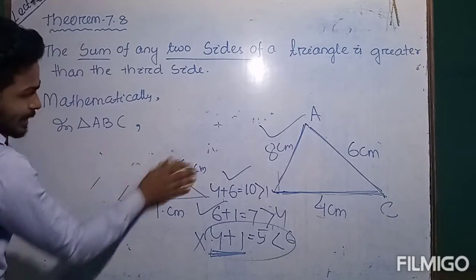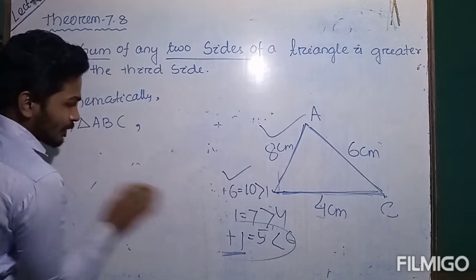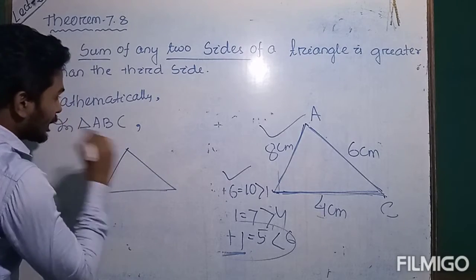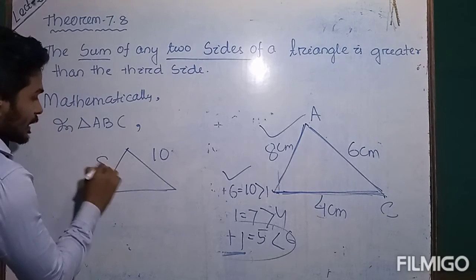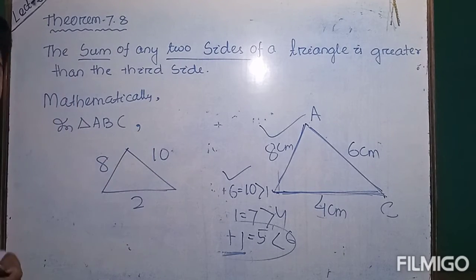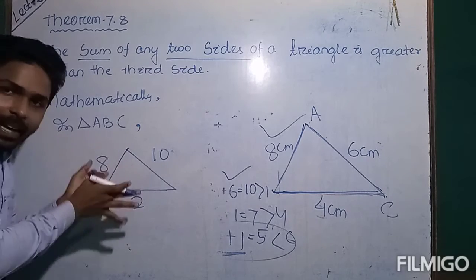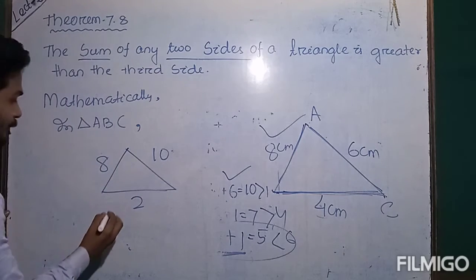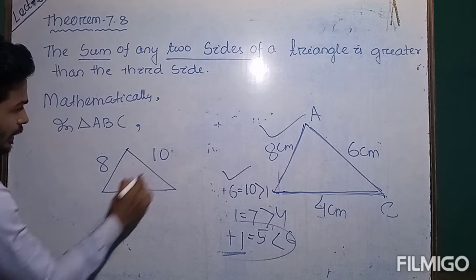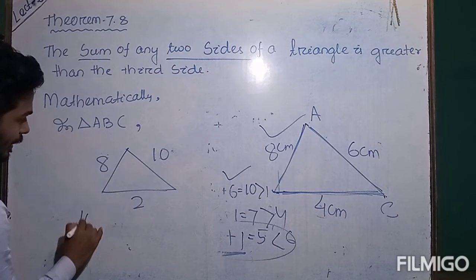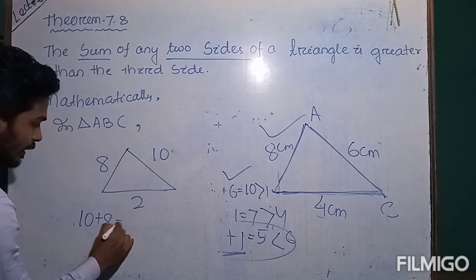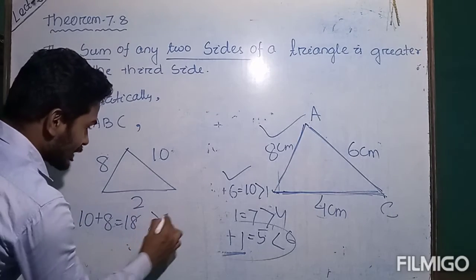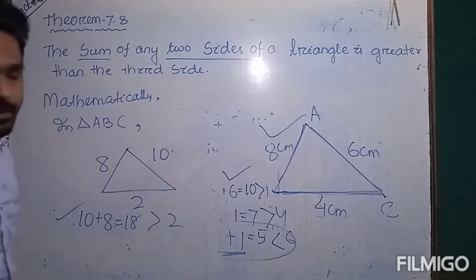One more example, let's say. Here, if this is 10, this is 8 and this is 2. Now let's see whether this is a triangle. Can you draw a triangle with these lengths? Suppose we take 10 and 8, and add them. The result is 18. Then obviously 18 is greater than the third side. Yes, this is true. Hence it satisfies.